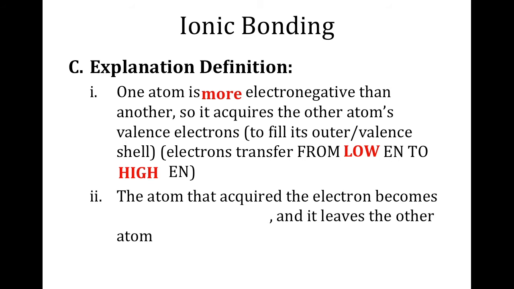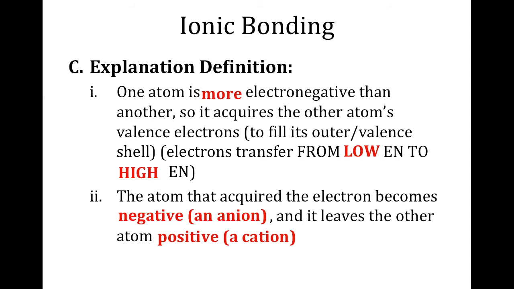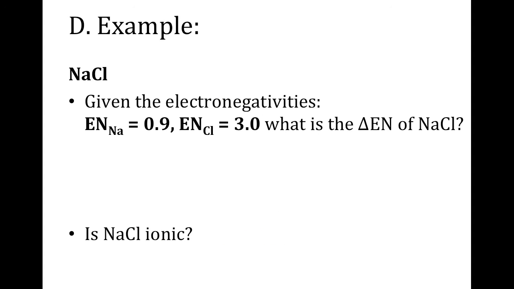Okay? The atom that acquired the electrons, if you acquire electrons, you now become negative. You are an anion, and it leaves the other atom. If they lost an electron, they are now positive and a cation. So if you now have a positive and a negative ion, those are opposite charges, they are going to attract. So let's look at an example given the electronegativity. If we know that the electronegativity of sodium is 0.9 and the electronegativity of chlorine is 3, we calculate what is the delta. That triangle is a delta symbol.